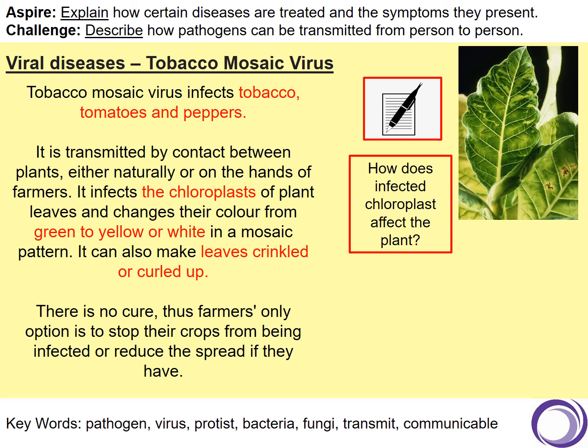So what it effectively does is it stops the plant from being able to photosynthesize. Also it can make the leaves crinkled, and it can make them curl up on the ends. Unfortunately, there is no cure at all for the tobacco mosaic virus. So the only option that farmers have is to stop their crops being infected or reduce the spread. Most farmers tend to destroy their crops if there is no cure for viruses in plants.